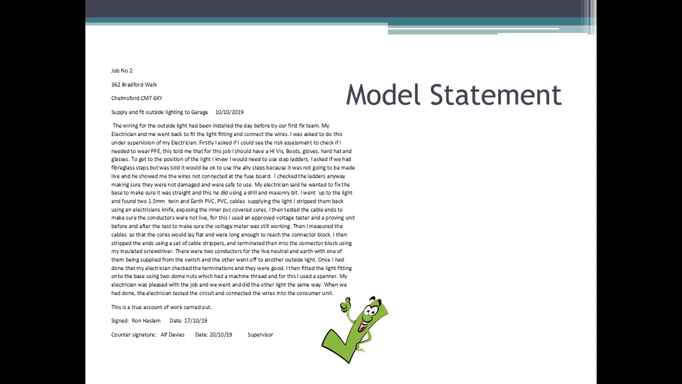So now we start looking at the evidence that we're going to be gathering. So firstly, I asked if I could see the risk assessment to check if I needed to wear PPE. This would be backed up by submitting a risk assessment. And of course, that could then be labeled job 2, evidence 2. Okay, there's a place where we can log this down. So your risk assessment could be job 2, evidence 2, and we reference that on the sheets later on.